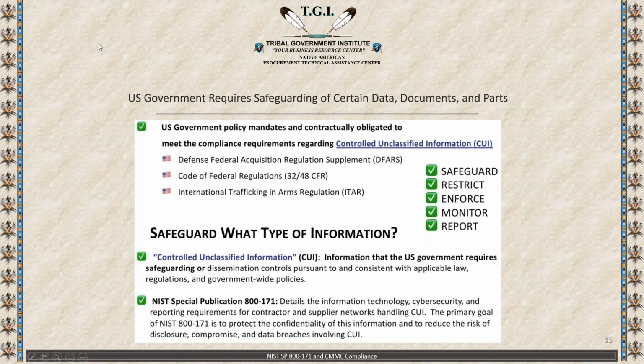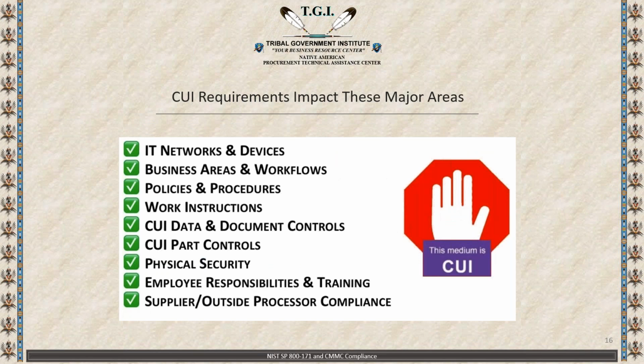CUI requirements impact these major areas: IT network and devices, your organizational workflows, policies and procedures, work instructions, data and document controls, part controls, physical security requirements, employee responsibilities, and of course, your outside processors and supply chains.